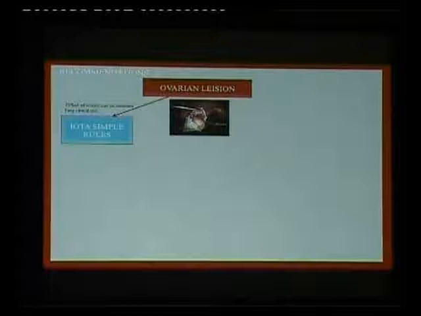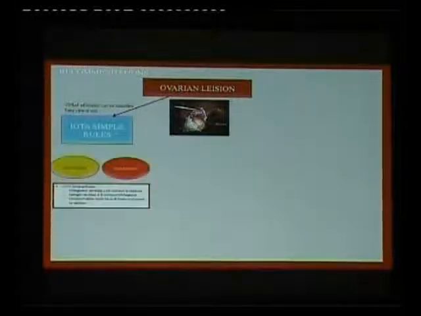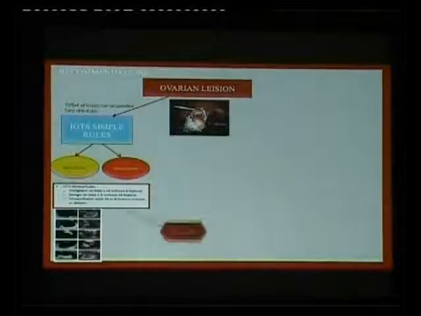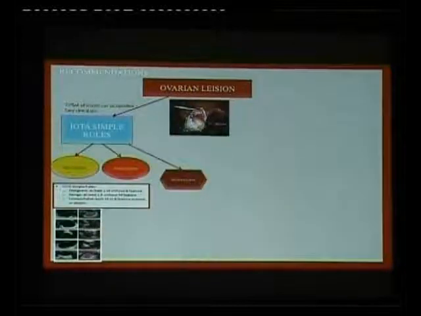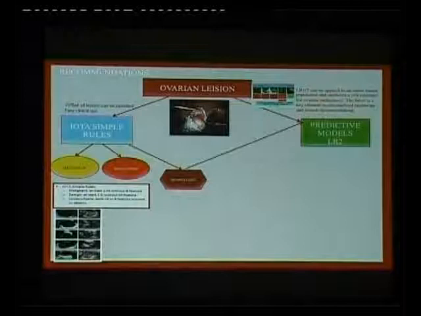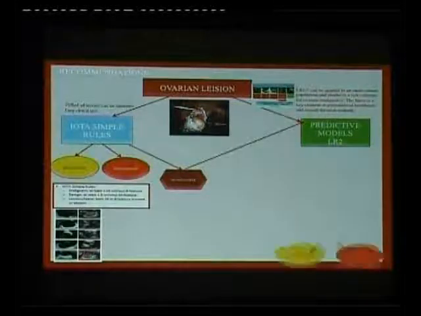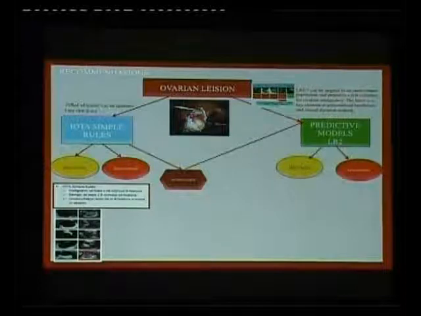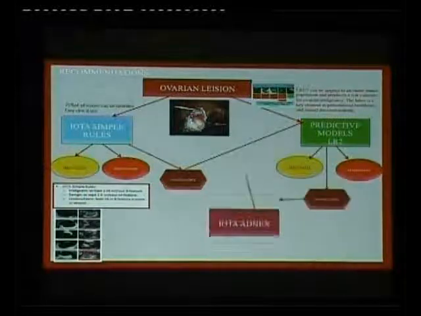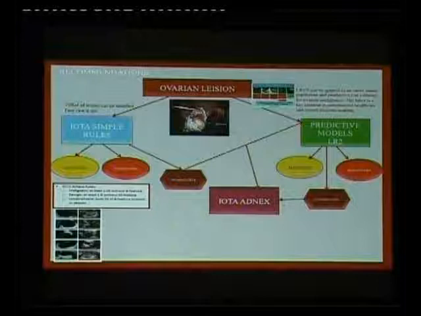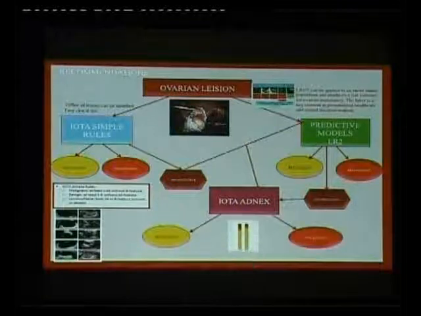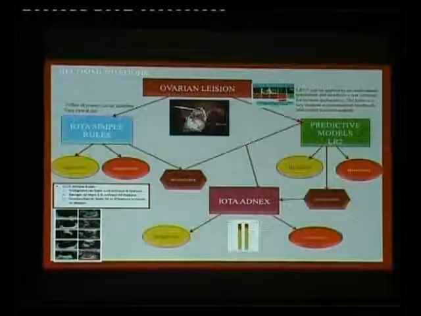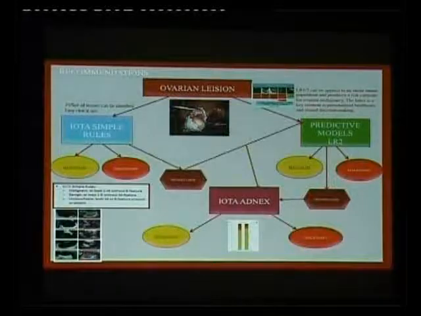We follow the IOTA guidelines, the simple rules, by which 75% of the lesions are identified. We then find out whether it's benign, malignant, or inconclusive, and if it is inconclusive, we use the predictive models, that is logistic regression model 2, to know whether it is benign or malignant. If it is still inconclusive, then we go for the IOTA index, and we actually get what type of tumor we are dealing with, and this is what we use all the time.